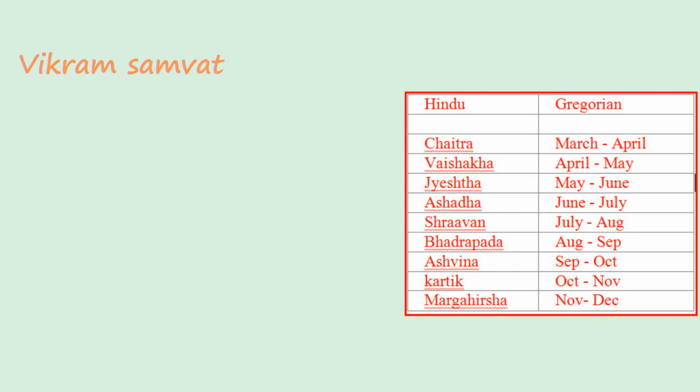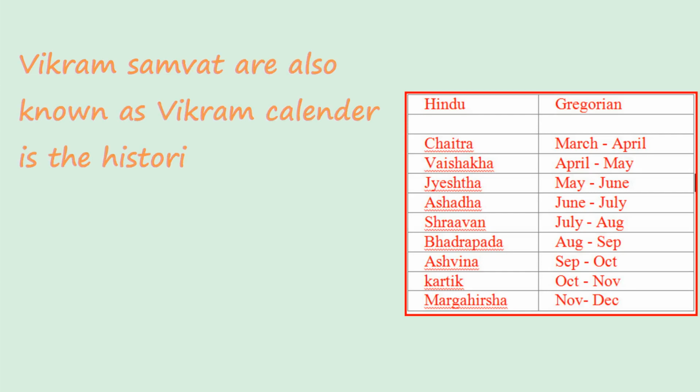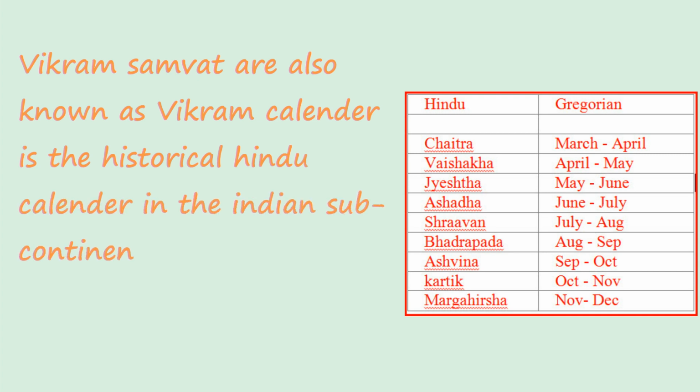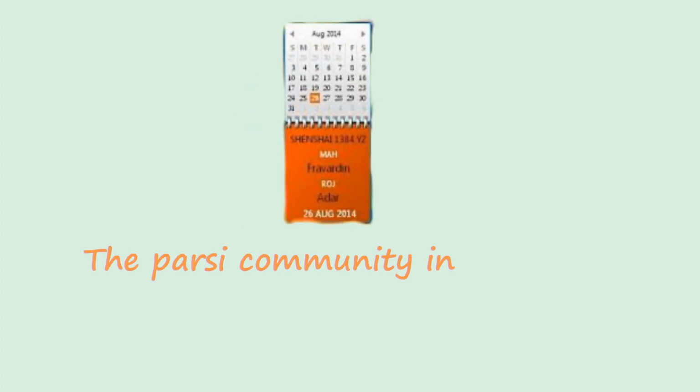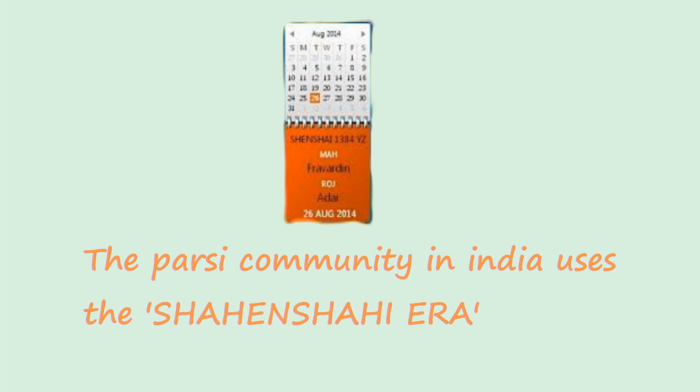Vikram Samvat, also known as the Vikrami calendar, is the historical Hindu calendar in the Indian subcontinent. It is used in several states. The Parsi community in India uses the Shahanshahi era.